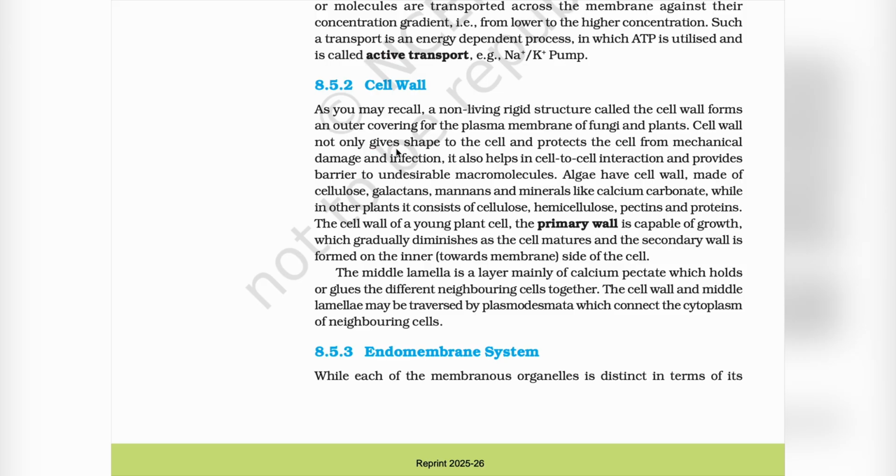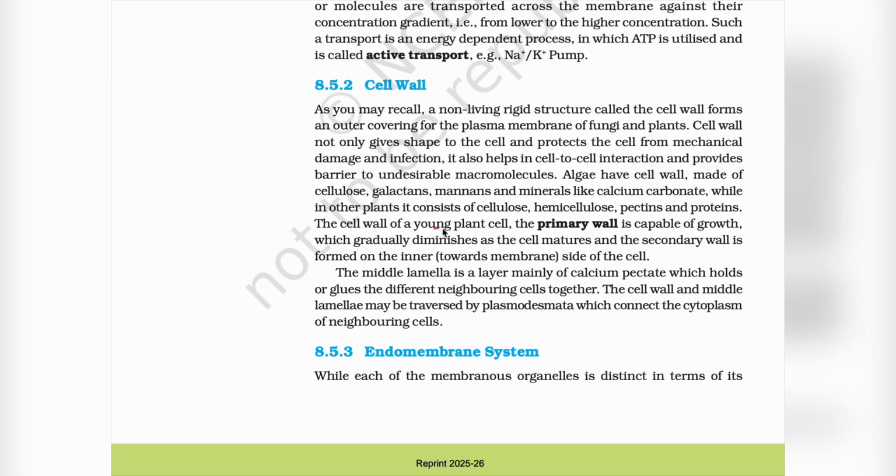Cell wall not only gives shape to the cell and protects the cell from mechanical damage and infection, it also helps in cell-to-cell interaction and provides a barrier to undesirable macromolecules. Algae have cell walls made up of cellulose, galactans, mannans and minerals like calcium carbonate, while in other plants it consists of cellulose, hemicellulose, pectins and proteins.